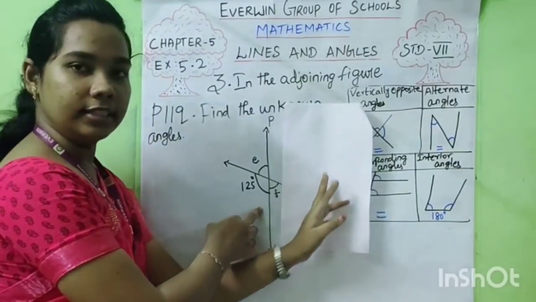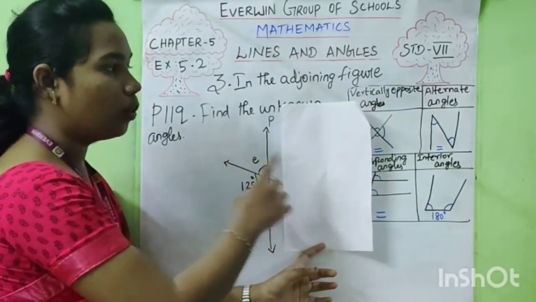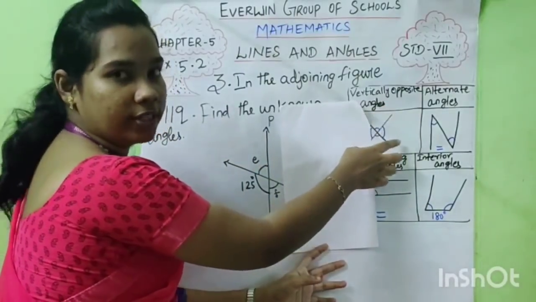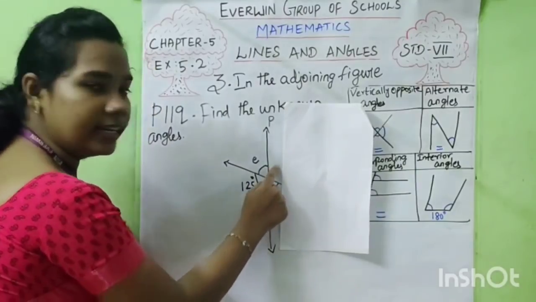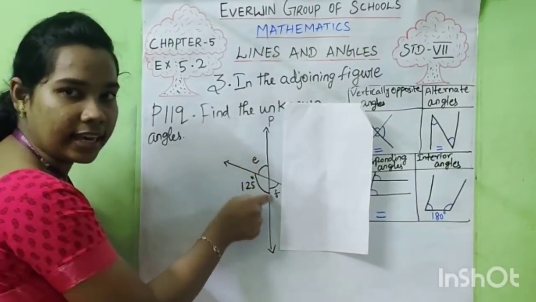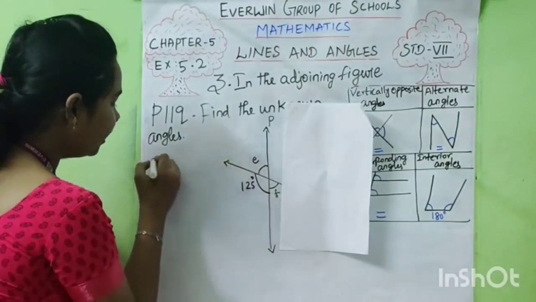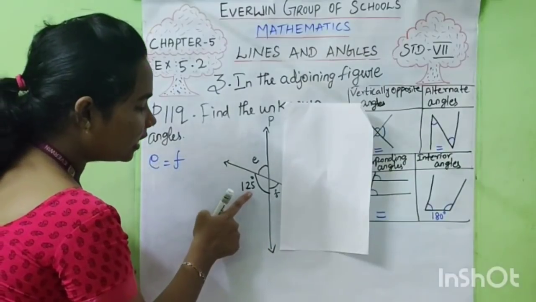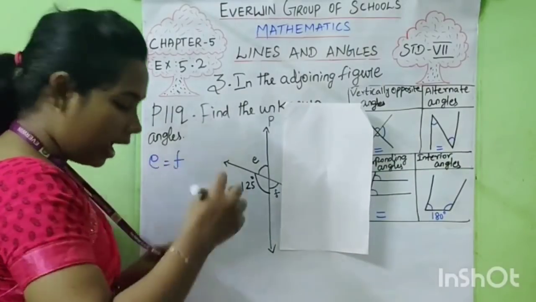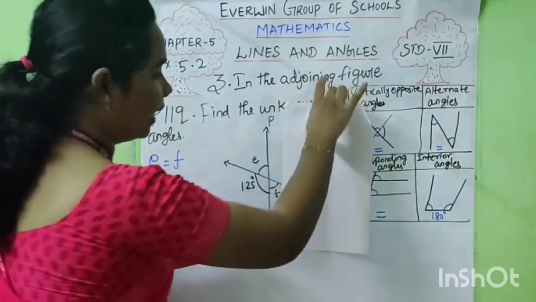If you look at this, it is looking like X. What is X? Vertically opposite angle. Vertically opposite angle means these two angles are the same and these two angles are the same, right? So we can write E is equal to F. Okay? And we know that this angle alone is 125 degrees.